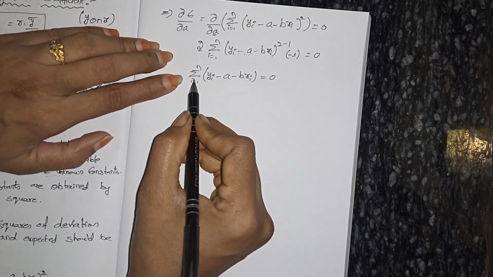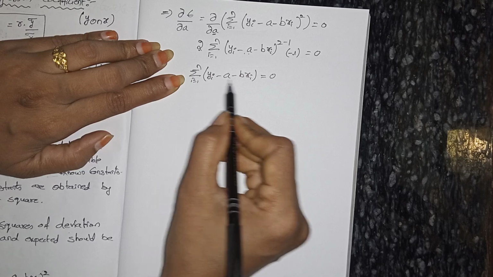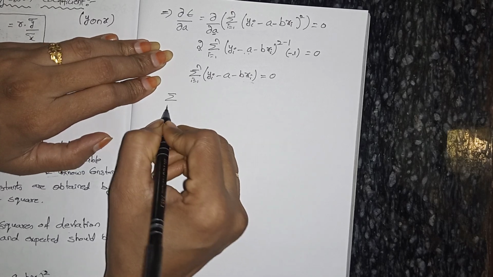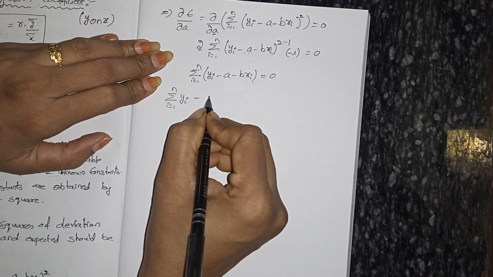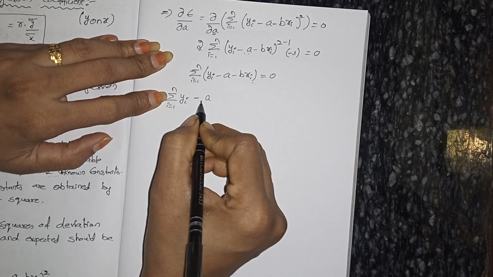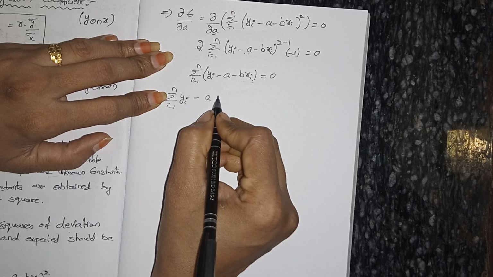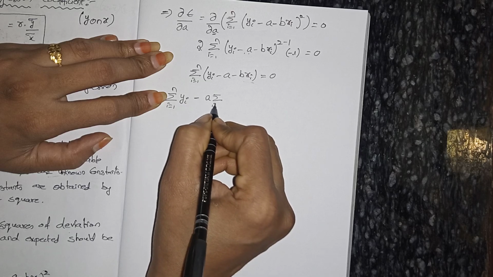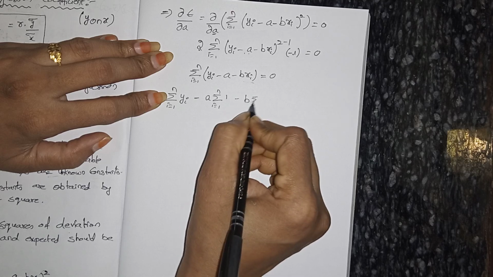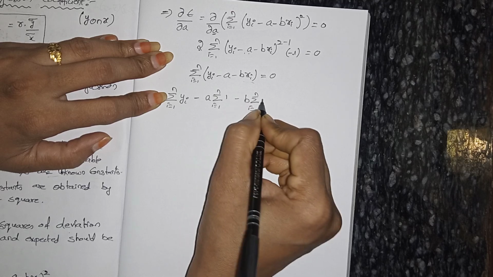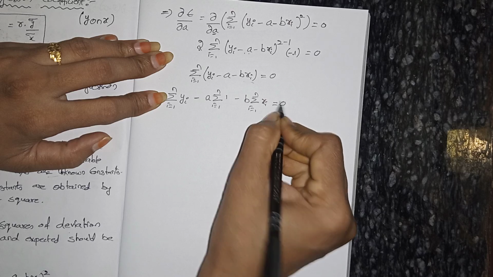Now we have to distribute the summation over the whole term. So summation i equals 1 to n of yi minus, a is constant, so we write it outside the summation, a summation i equals 1 to n of 1, minus b summation i equals 1 to n of xi, equals 0.